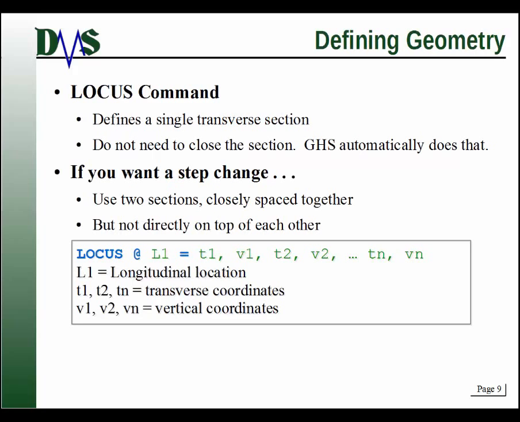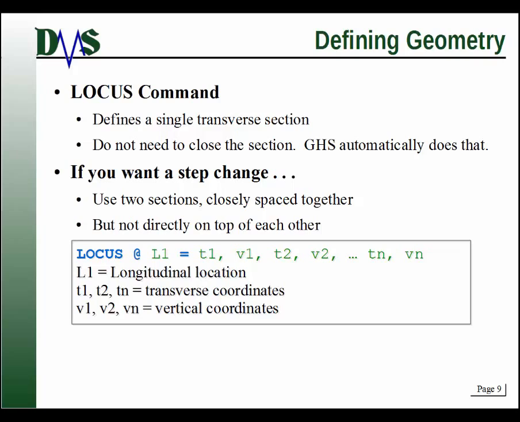Okay, so we've covered the basics of how we create parts. Now the question is, how do you actually define geometry? Right now all I've told you is how to create an empty part, but how do you actually enter in sections of a hull with coordinates? Well, to do that we have the locus command.